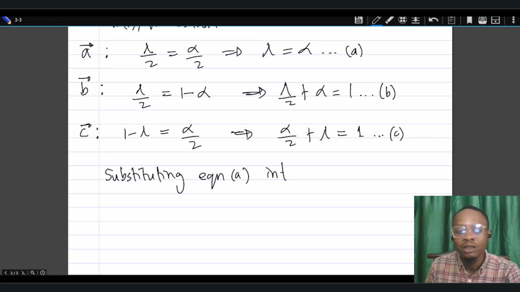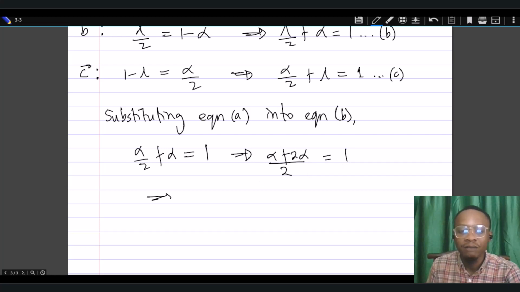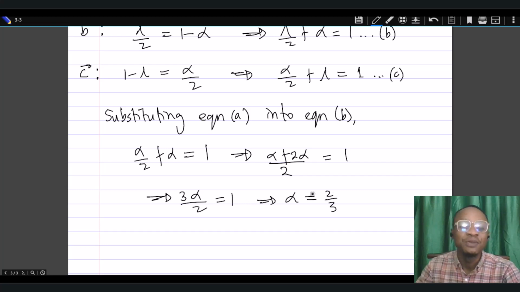Substituting equation A into equation B, what do we get? We will have alpha over 2 plus alpha to be equal to 1. So what will this give us now? When we take the LCM, that is 2. So this is going to be alpha plus 2 alpha equals 1. And from here, we get 3 alpha over 2 equals 1. And this gives us alpha equals 2 over 3. All right, so that is our alpha.